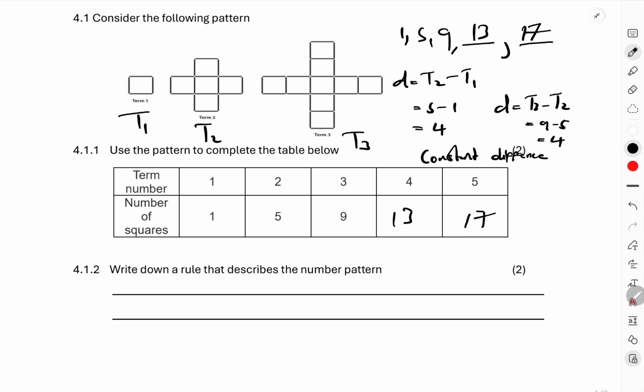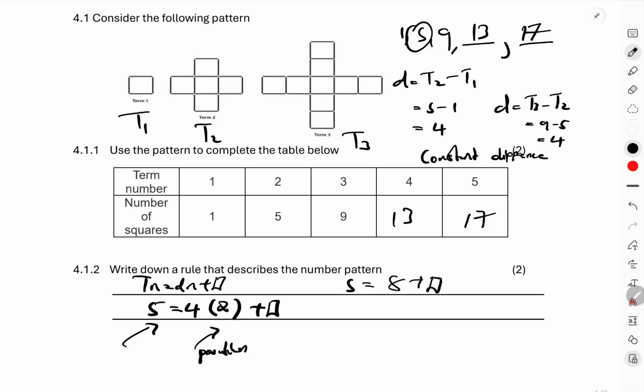Or you can find the general rule. How do we find the general rule? Say Tn equals Dn plus something, where D stands for the difference. So we know that the difference is 4, open a bracket, plus something. Choose any position. At position number 2, how many squares do we have, right? Here you put the position, and here you put the number of squares or the value in that position. It's a 5. So I'll have 5 equals 8 plus something. Are 5 and 8 the same? No. What can I do from 8 to get 5? Subtract 3. It means my rule becomes 4n minus 3. That becomes my rule. Tn equals 4n minus 3.